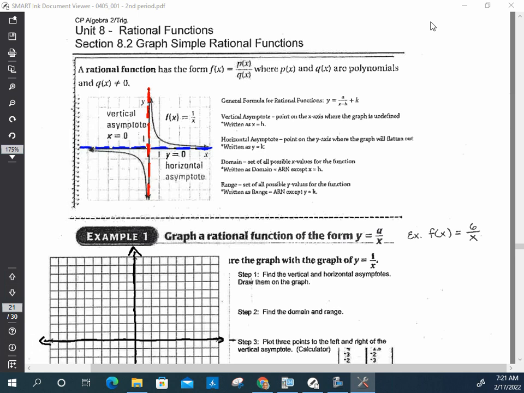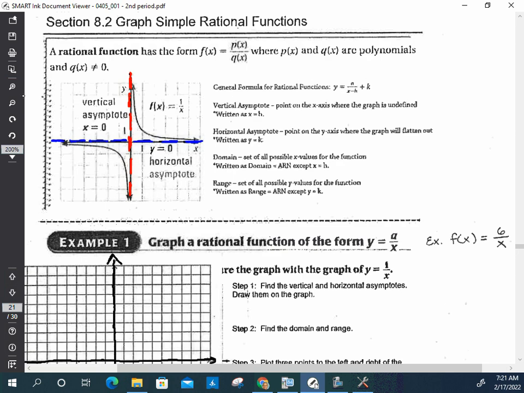Today's video lesson is on section 8.2, which is graphing rational functions. This is the last section of unit number 8, which deals with rational functions in general. To graph a rational function, there are a couple of concepts that we need to learn first. We're going to do this using the graph that you see on the left.